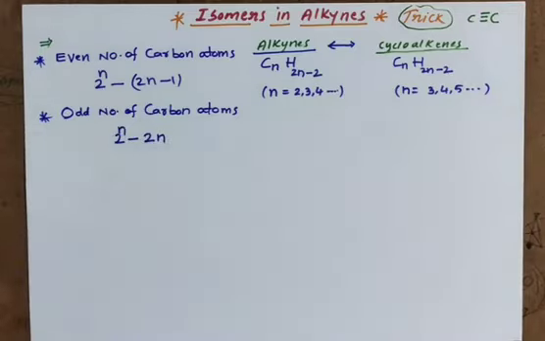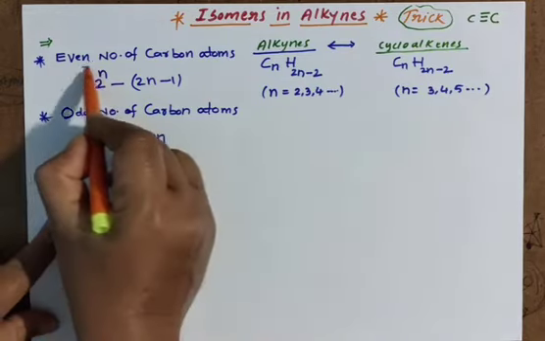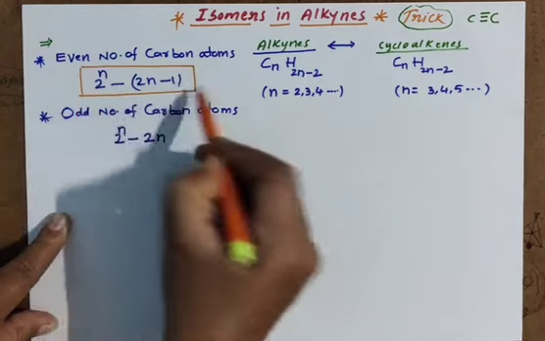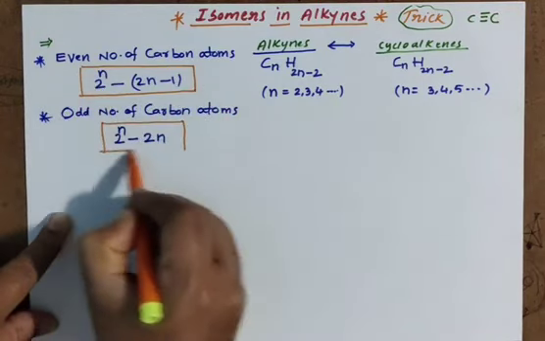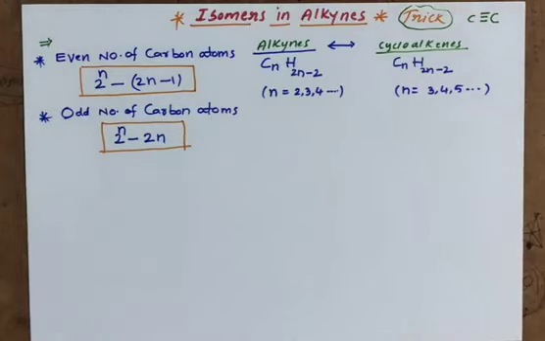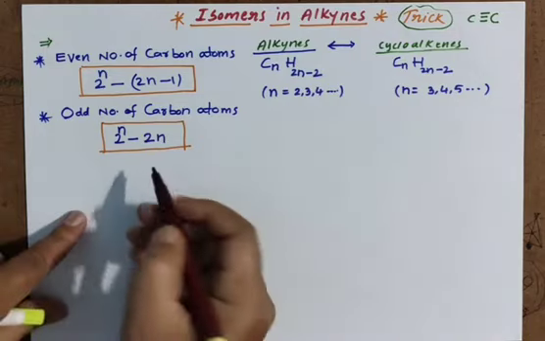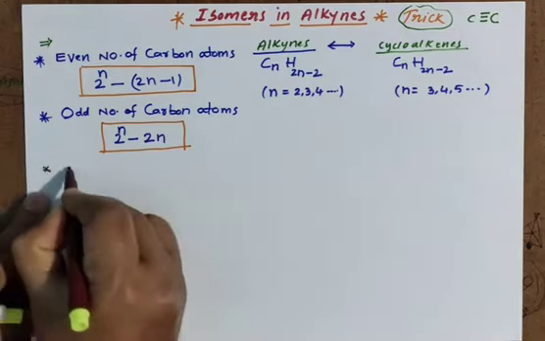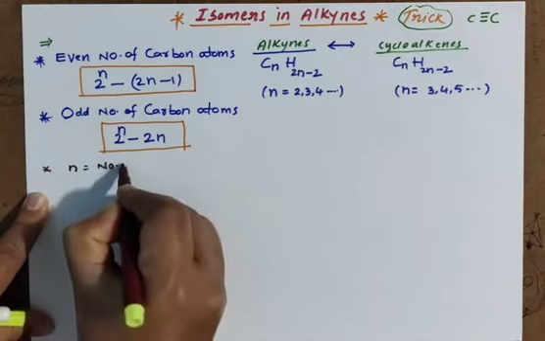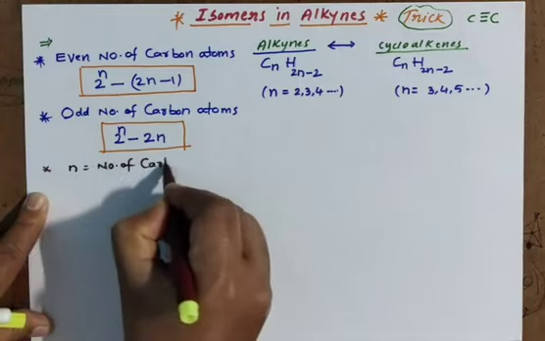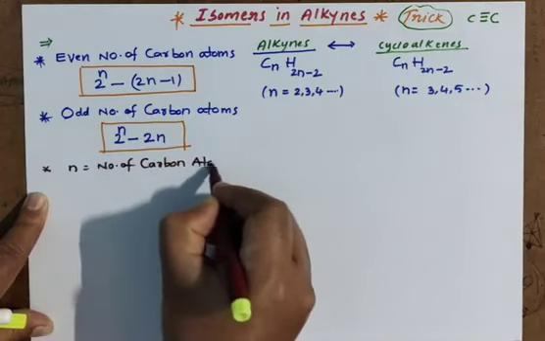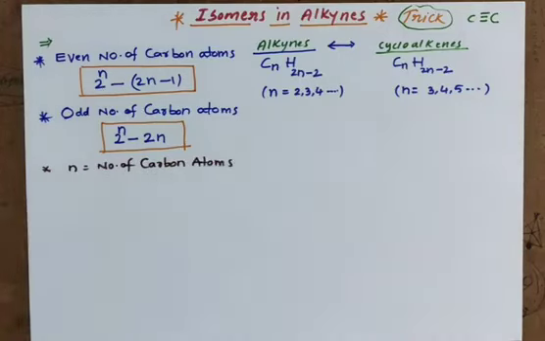If you remember this formula, then the number of total isomers of any alkyne or cycloalkene can be calculated easily without drawing structures. What does n mean here? n is nothing but the number of carbon atoms. With a few examples I am going to explain, then it is easy to understand.